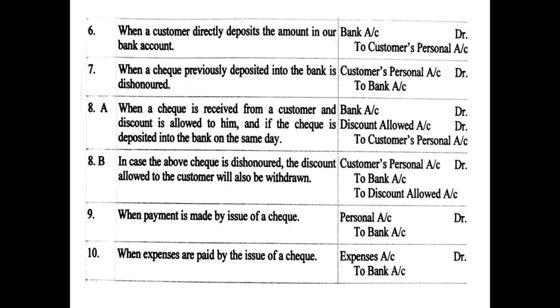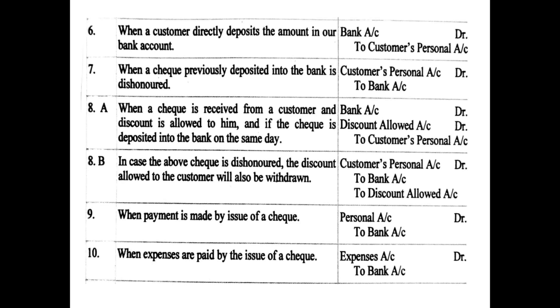And similarly, we need to withdraw discount also. So the discount allowed account which was debited now will be credited so as to withdraw the amount of discount allowed. Then the ninth transaction can be when payment is made by issue of check. That means when the business is paying somebody through the medium of check by issuing check.